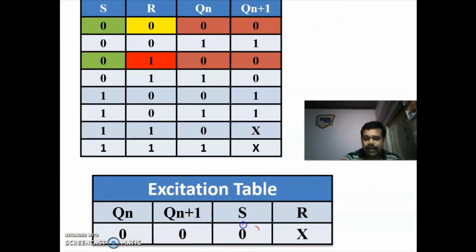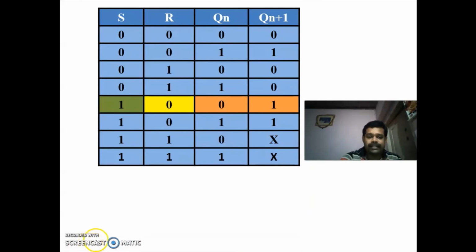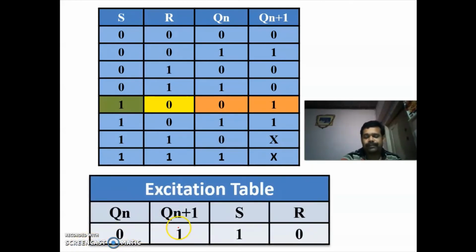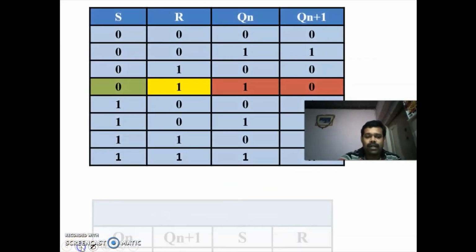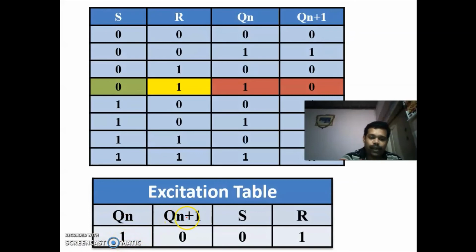So in the excitation table we have written the first digit. Next we are going for the second one. The second row of our excitation table is 0 1. Now in the truth table we have to check in which place we are having 0 1. We are having 0 1 in only one place. In that place the value of S is 1 and R is 0. So we have entered S is 1 and R is 0. Next one is 1 0. Qn is 1 and Q of n plus 1 is 0. So we are checking the truth table in which place we are having 1 0. Only one place we are having 1 0. In that the value of S is 0 and R is 1.